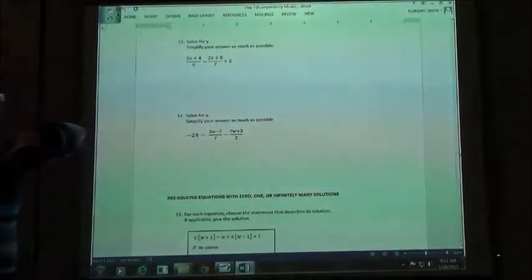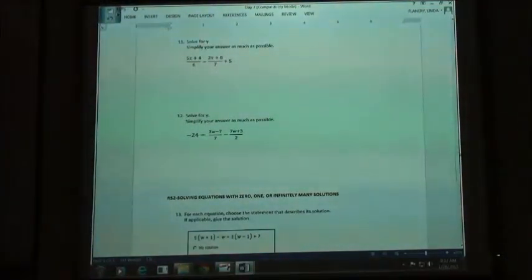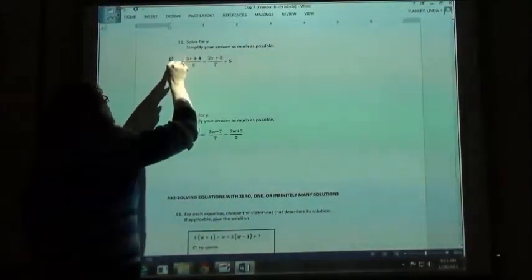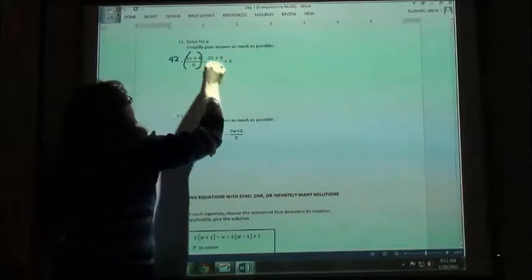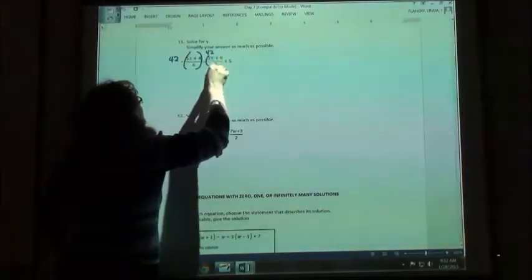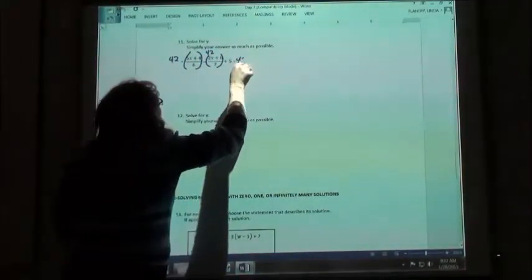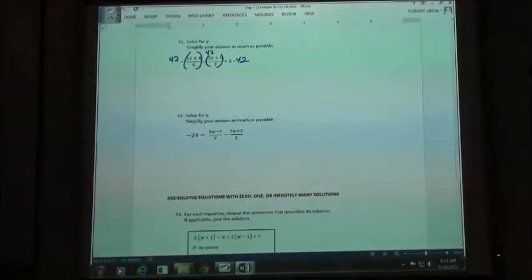So the next one, I have a denominator of a 6 and a denominator of a 7. So 6 times 7 is going to give me 42. I'm going to multiply the first fraction here times 42. I'm going to multiply that second fraction times 42. And I also have to take that 5 times 42.